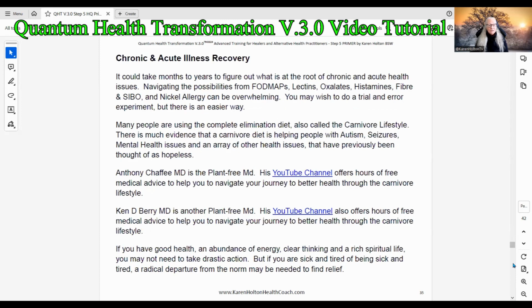Chronic and acute illness recovery. It could take months to years to figure out what is at the root of chronic and acute health issues. Navigating the possibilities from FODMAPs, lectins, oxalates, histamines, fiber and SIBO, and nickel allergy can be overwhelming.